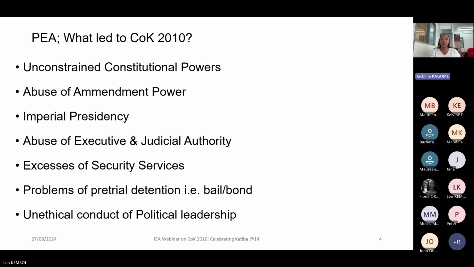The other issue, again linked to what I've already explained, is the abuse of executive and judicial authority. This was very prevalent under the old constitutional order. We know that the executive branch often interfered with judicial processes and outcomes, and this compromised the independence of the judiciary and diminished public confidence in Kenya's legal system.